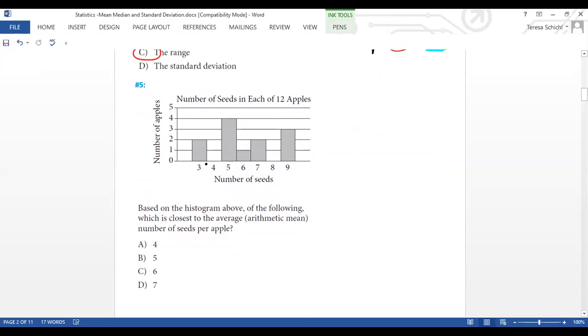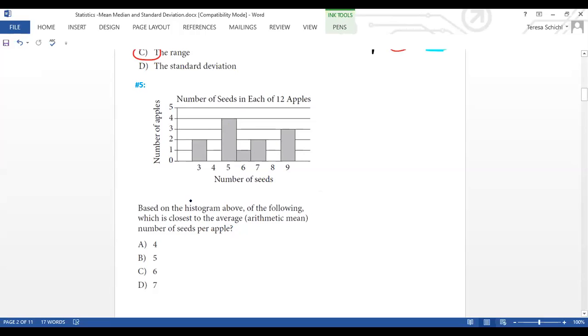For each apple I count how many seeds, and then I graph it. So first let's recognize how to read this graph. That means that for how many apples have 3 seeds, I have 2 apples here, right? How many apples have 5 seeds? I have 4 apples here.